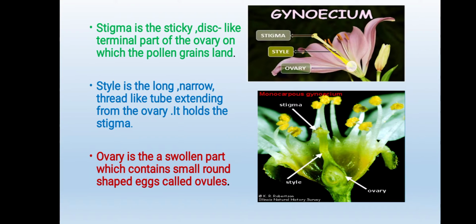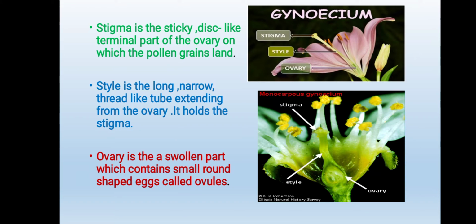Next one is the style. Style is a long, narrow thread-like tube extending from the ovary. It holds the stigma, so it extends towards the ovary, and the main function is it holds the stigma. Next one is the ovary. Ovary is a swollen part which contains some round-shaped eggs called ovules. When we are doing fertilization, we will be learning about all these things in detail.